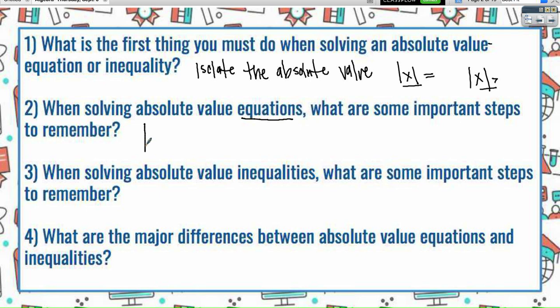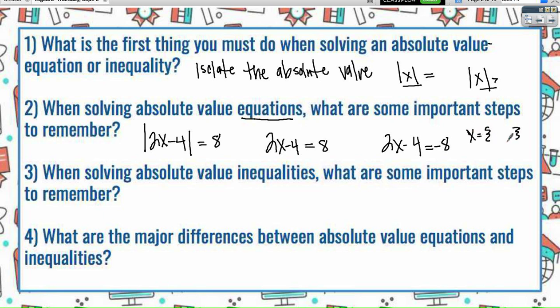For example, if I had the absolute value of 2x minus 4 is equal to 8, this is the original problem. The absolute value is isolated on one side of the equation. I can now drop the absolute value symbols and have just 2x minus 4, but I have to set it equal to positive 8. Then I have to set 2x minus 4 equal to negative 8. I have to solve both of these possibilities, and then give my answer as x is equal to, and then a list of the possible answers from least to greatest.